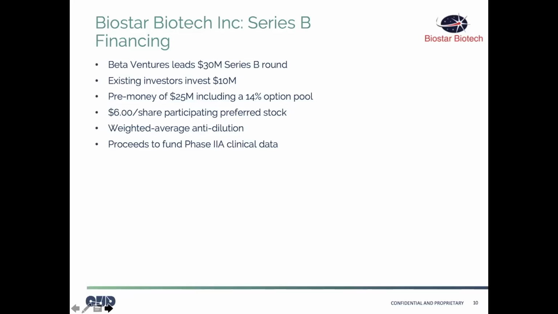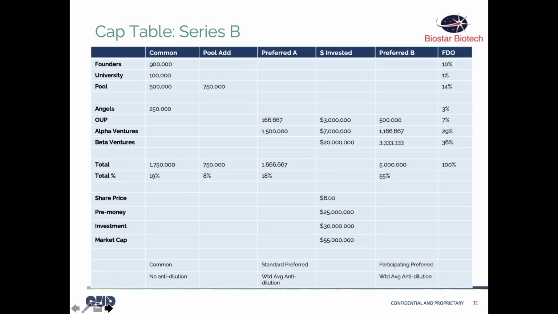The hope is that with 2A clinical data, the company could transact. So now we get to the cap table after Series B. It's looking more complicated, but only incrementally so. In the common column, you can see the founders, the university, those numbers haven't changed. The original shares in the pool, some of which have been allocated to the emerging team, are still there.